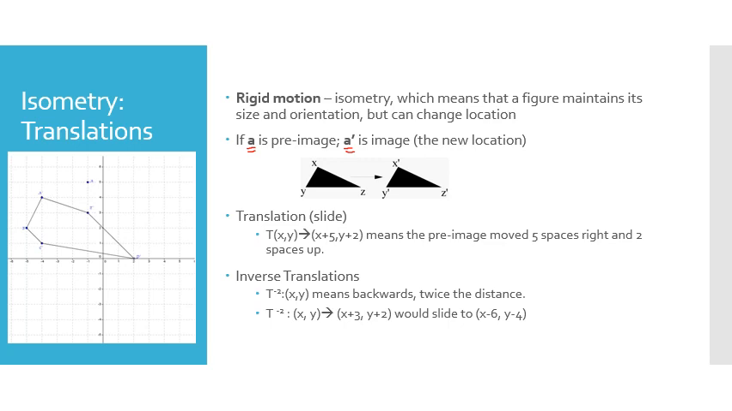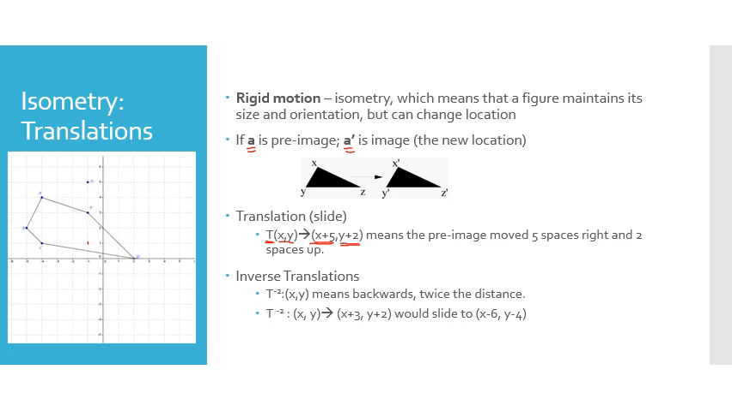Now, in a translation, a lot of times you'll see this type of nomenclature. If it's going to change, we refer to the coordinate plane, and in this case, a translation represented by the capital T of points X, Y will transfer to X plus 5, Y plus 2, meaning that the pre-image is going to move 5 spaces to the right and 2 spaces up.